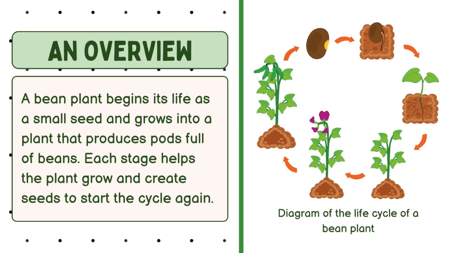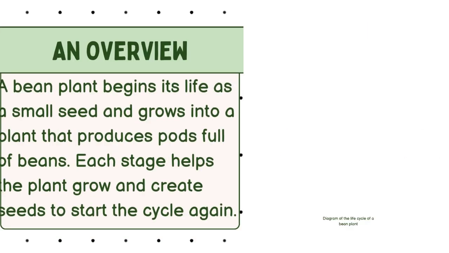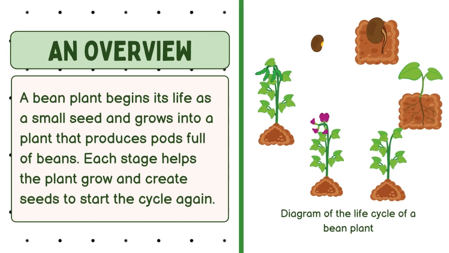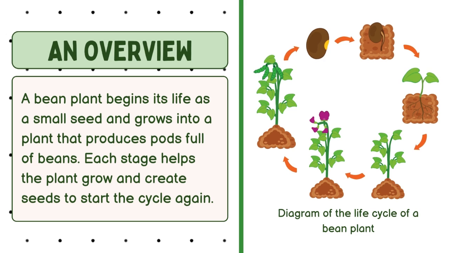An overview. A bean plant begins its life as a small seed and grows into a plant that produces pods full of beans. Each stage helps the plant grow and create seeds to start the cycle again. Diagram of the life cycle of a bean plant.